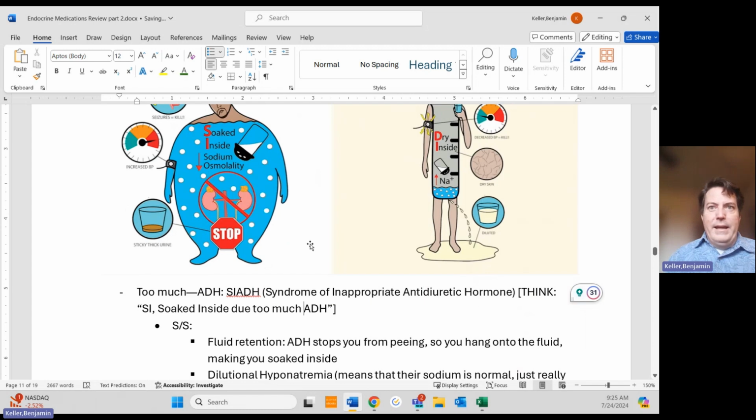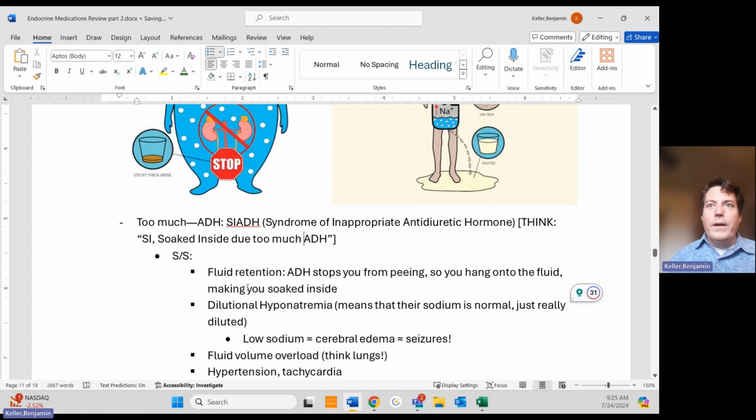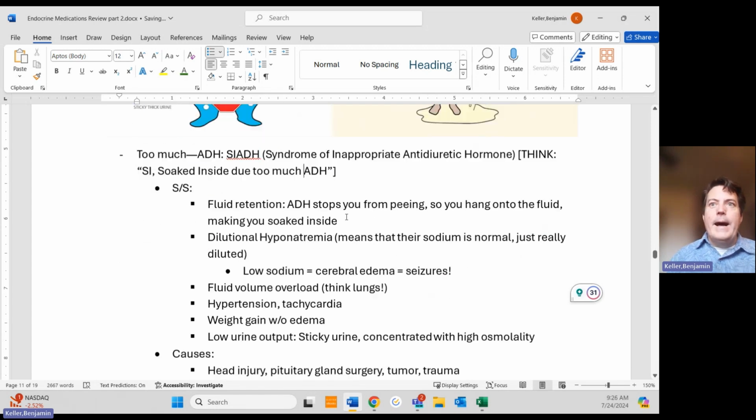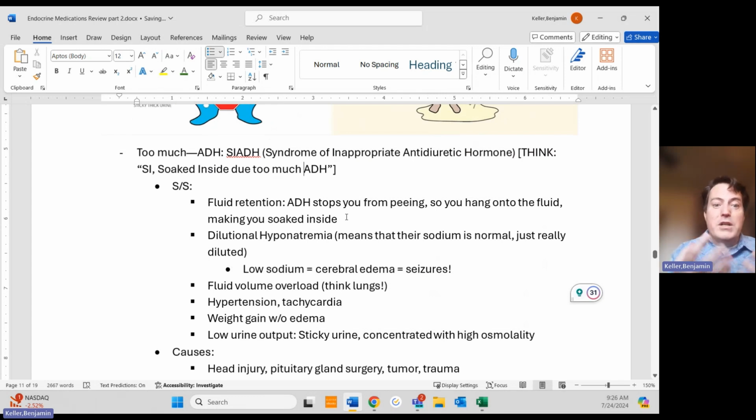Decreased blood pressure and the like. So let's take a look at these one by one. So too much ADH is SIADH, or syndrome of inappropriate anti-diuretic hormone. And that's because you have too much of this hormone that won't let you pee. And so you're going to get fluid retention. So you're hanging on that fluid. It makes you soaked inside.